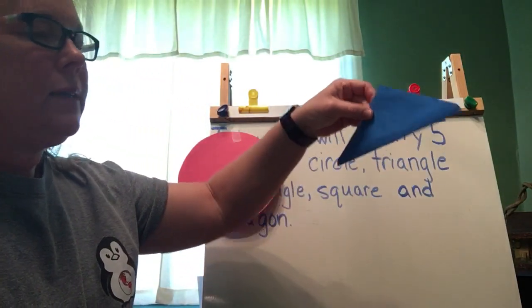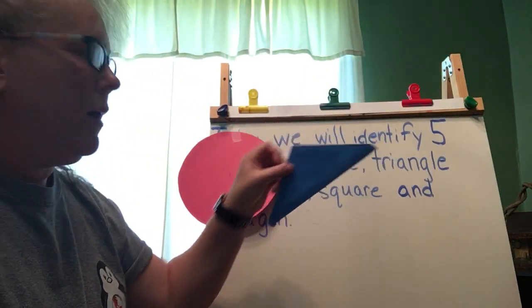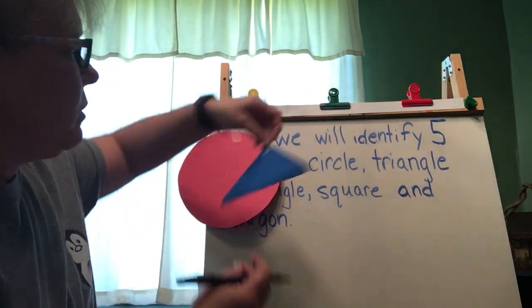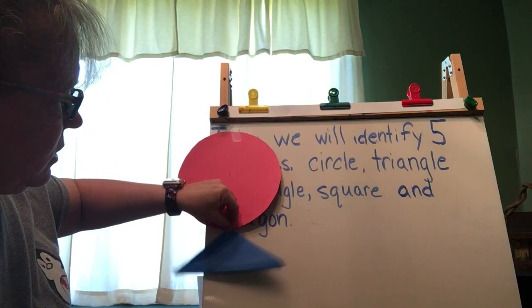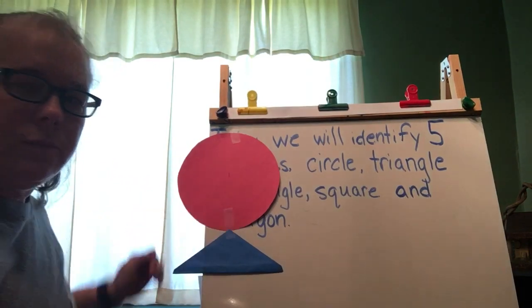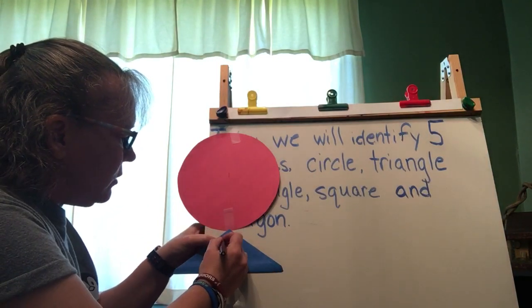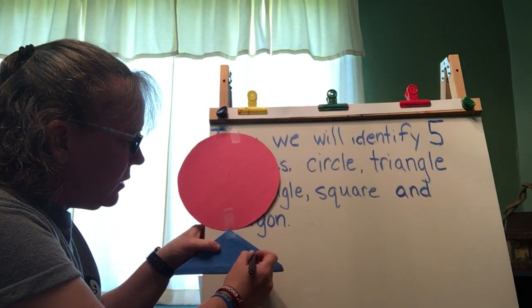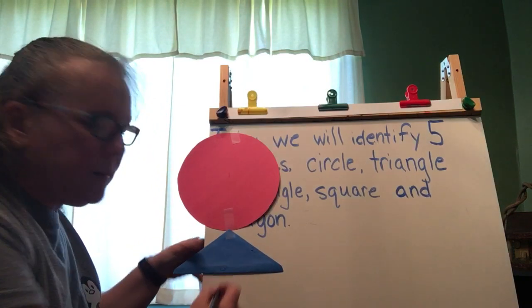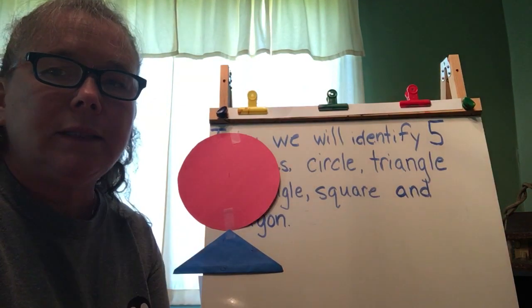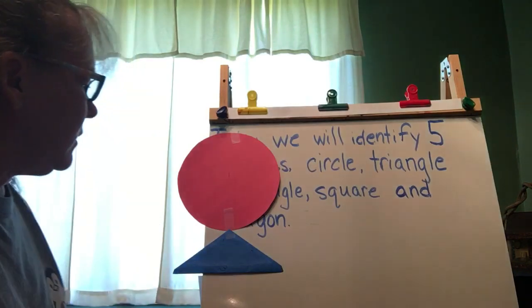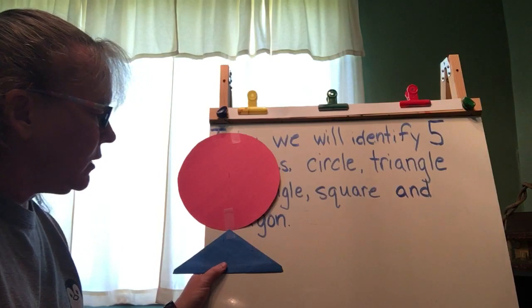The triangle has, wow, good job. It has 3 sides. So I'm going to go ahead and put the triangle right underneath our circle. And let's number these sides. We've got 1 side, 2 sides, and 3 sides. So how many sides does the triangle have? 3. And that pen doesn't show up very well, but hopefully you can see those.